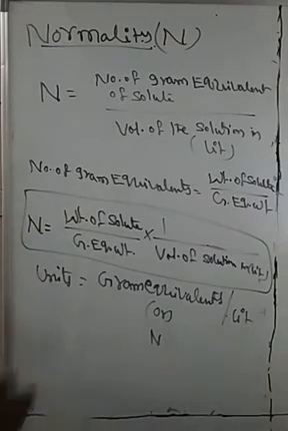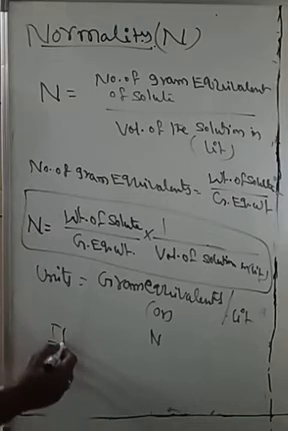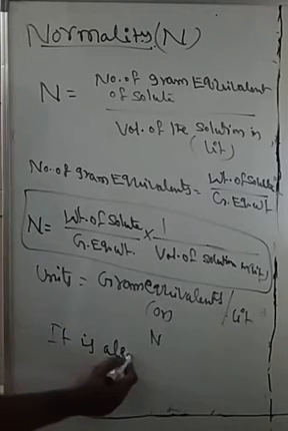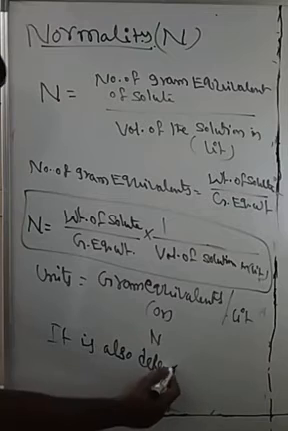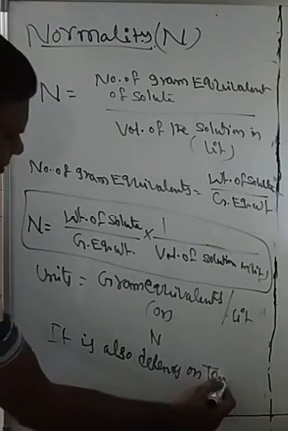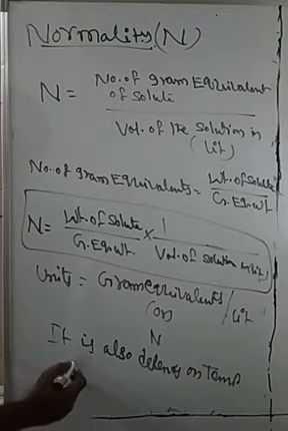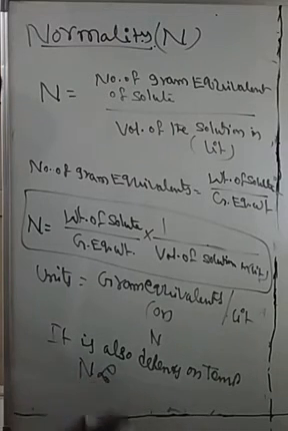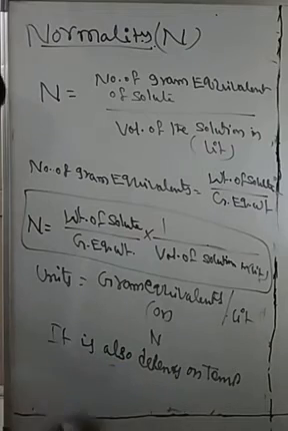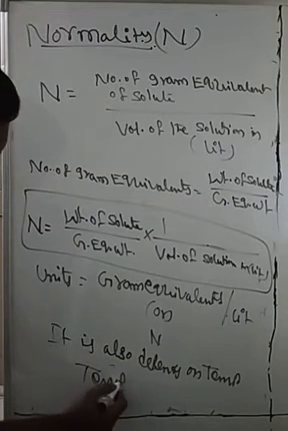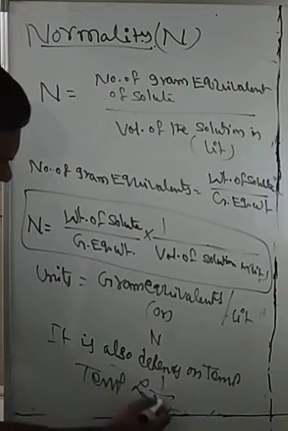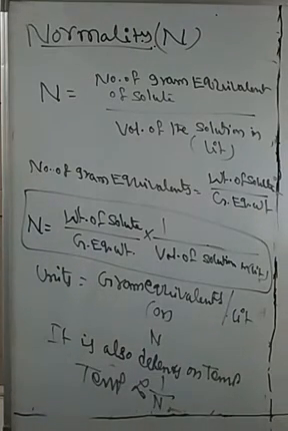Now, normality is also a volume relationship. So, like molarity, normality also depends on temperature. Normality and temperature are inversely proportional. Therefore, when temperature rises, what happens to normality? It decreases. So, this is about normality.